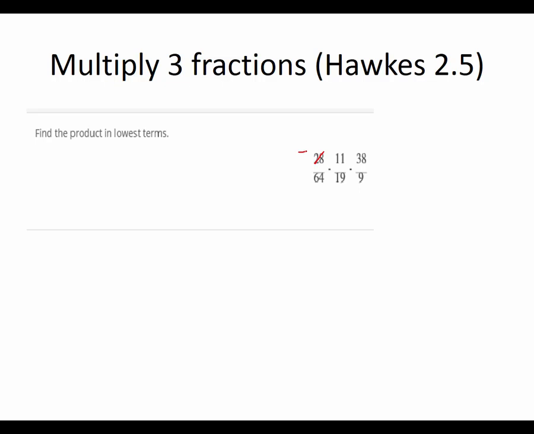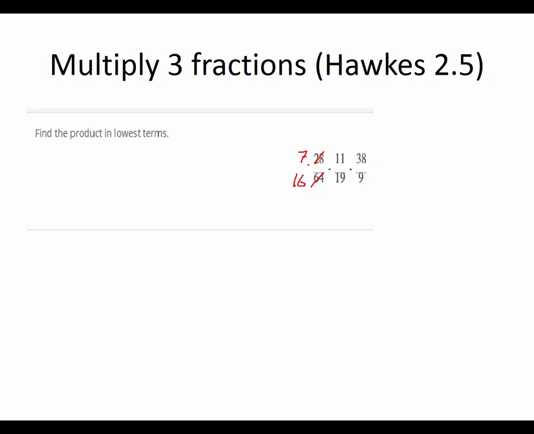28 divided by 4 is going to give me a 7, and 64 divided by 4 is going to give me a 16. I don't know why I put 8 there. 8 times 8 is 64. All right, moving too fast. So 16 here. All right, so I divided by 4 on the top and bottom. So that's a little bit of reducing right there.